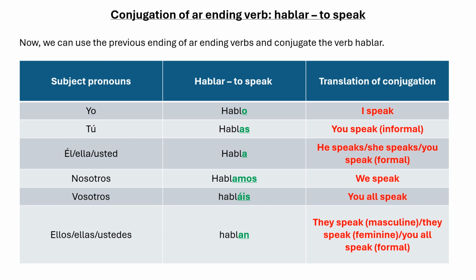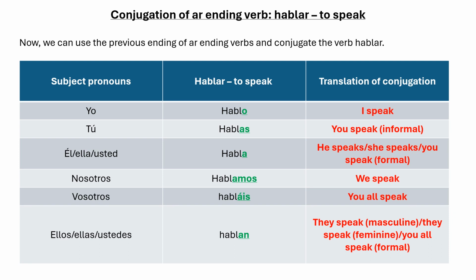You can even pause the video and copy the notes. Whatever you are comfortable with, please do. Then nosotros, the conjugation will be hablamos. Now you can clearly see that the ending I have underlined and put in green is amos. That is because this is the ending we have for nosotros, for AR verbs, right? So nosotros hablamos, we speak.